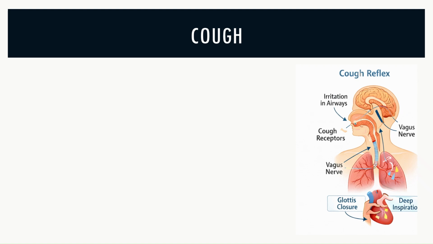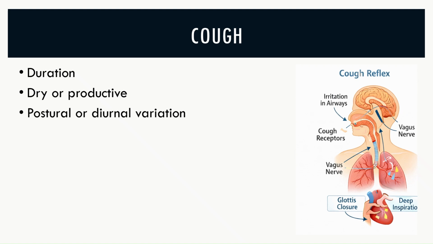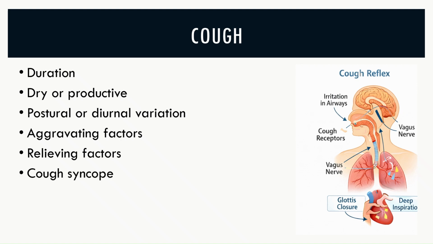History of cough includes duration, whether the cough is dry or productive, postural or diurnal variation, aggravating factors, relieving factors, and cough syncope. While evaluating cough, duration helps to categorize it as acute, subacute, or chronic. Nature of cough and associated triggers provide clues to underlying disease.